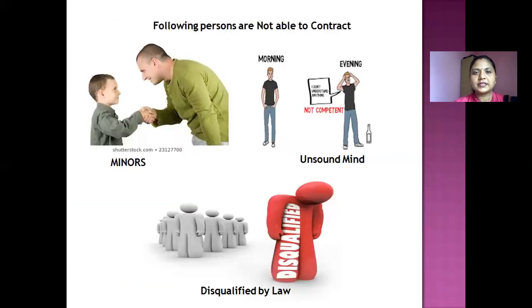So there are some persons who are not able to contract, for example, minors, the persons who have not completed the age of 18 years, and persons of unsound mind. Sometimes people have very good sense, but if they are drunk or not in a good situation, they cannot enter into a contract. And there are persons disqualified by the law, whom the law has punished for reasons such as criminal offenses. So these three kinds of parties cannot enter into any contract.